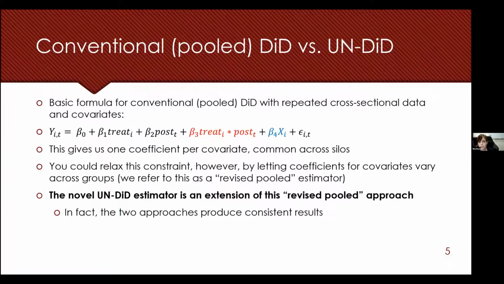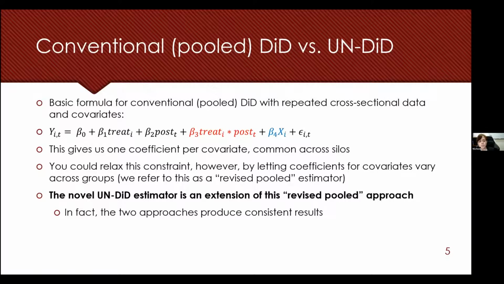So just to contrast conventional difference in differences with our novel undid method. The basic formula for pooled diff-in-diff, assuming repeated cross-sectional data and covariates, is as follows. So it's a fairly straightforward linear formula that I'm presenting here. Things get much more complicated in almost every setting, but just to give us a starting point. Our outcome is some function of the intercept term, the treatment coefficient, the coefficient on the post period, this interaction term between treatment and post-period, and again, that beta-3 is often what we're really interested in, plus beta-4, that's some vector of covariates, and our error term.